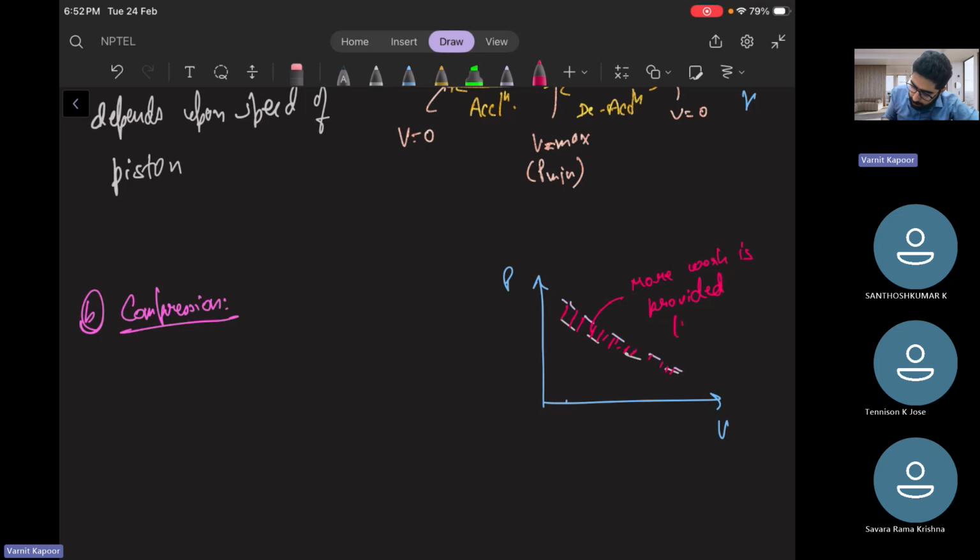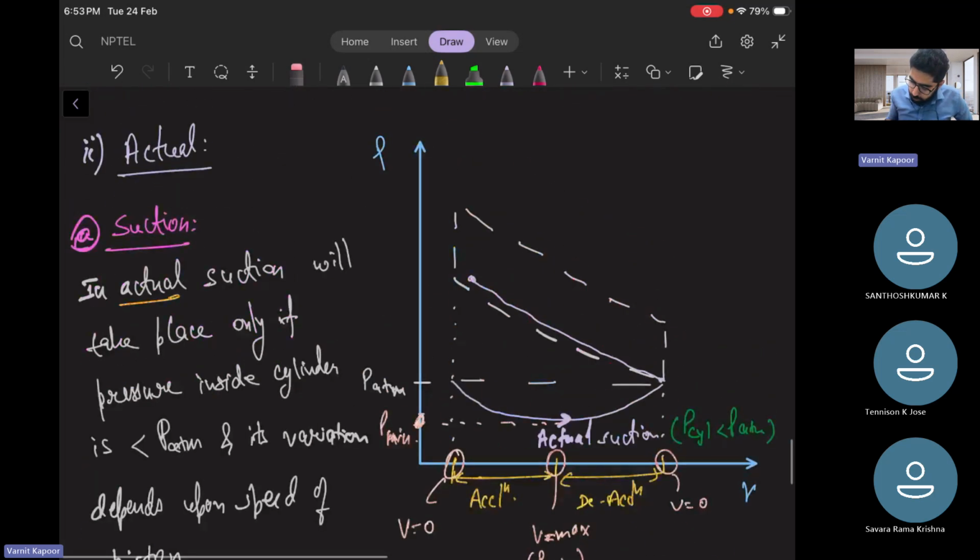Okay, since N is greater than gamma, because this process was PV raised to the power of N, polytropic process, equal to constant, and this process was PV raised to the power of gamma is equal to constant. And in actual scenario, it is not ideal. So this was number 1, this was number 2, let us say this is 2A. So this was 1, this 2, so this is 2A.